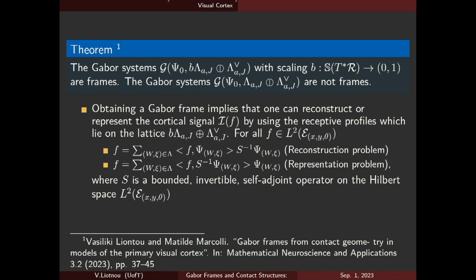And we ended up with this theorem, which says that this family of functions with the rescaled lattice is actually a frame, but the one with the non-rescaled lattice is not a frame. What do we get out of it? We get a series reconstruction and a representation of the signal. Here, I'm sorry for the notation, it should have been I instead of F.